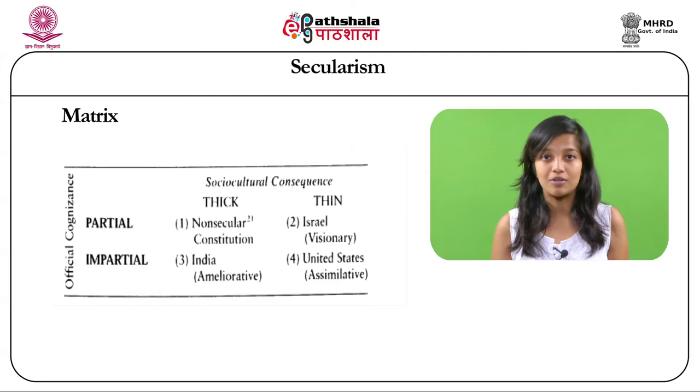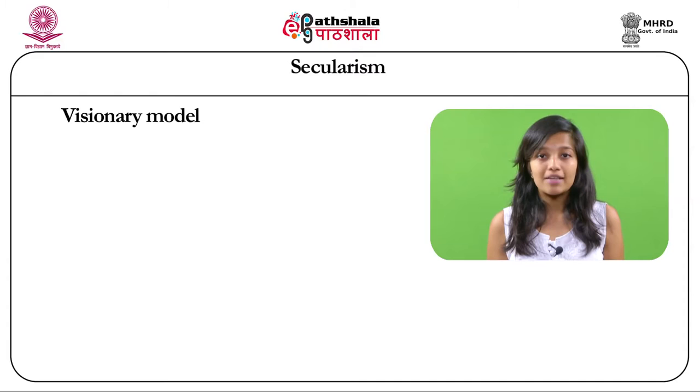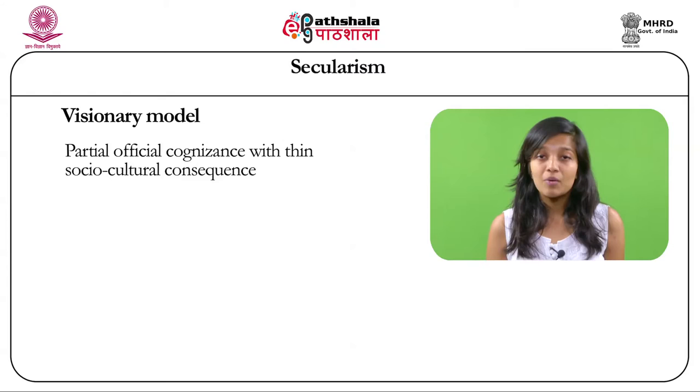So let's move on to the first model, the visionary model. What characterizes the visionary model of secularism? The visionary model is characterized by partial official cognizance with a thin socio-cultural consequence. What does this mean? This means that in these societies, the state strongly recognizes a specific religion as being fundamental to its existence or being foundational to the state itself. While on the other hand, society doesn't incorporate the role of religion very strongly within its being.